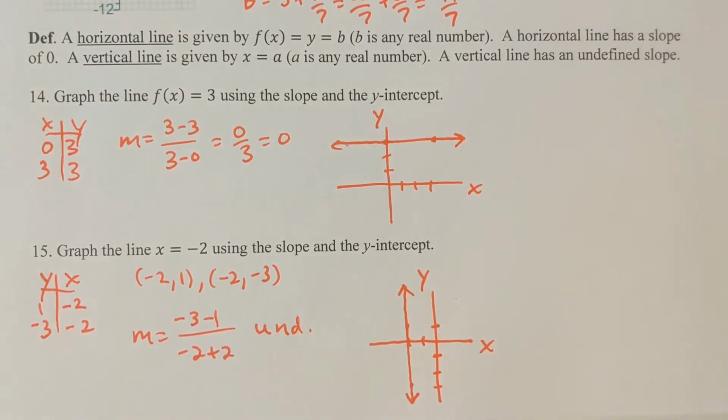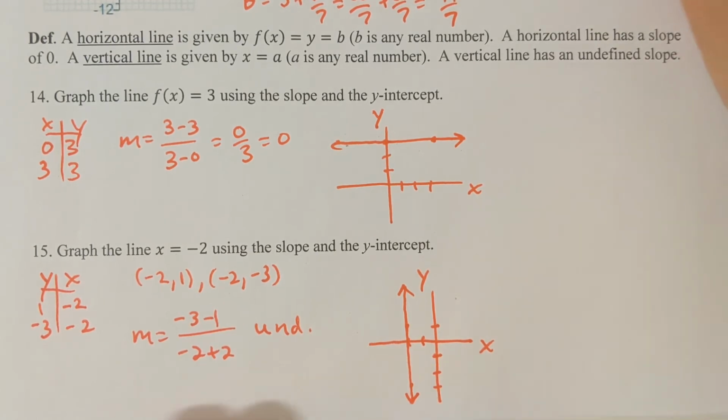Okay, next thing is a definition. A horizontal line is given by the function f of x equal b, or y equal b means the same thing. Remember, f of x and y are the same here. B can be any real number. Okay, and a horizontal line always has a slope of 0. A vertical line is given by x equal a. A is any real number. A vertical line has an undefined slope. Okay, we'll look at that.